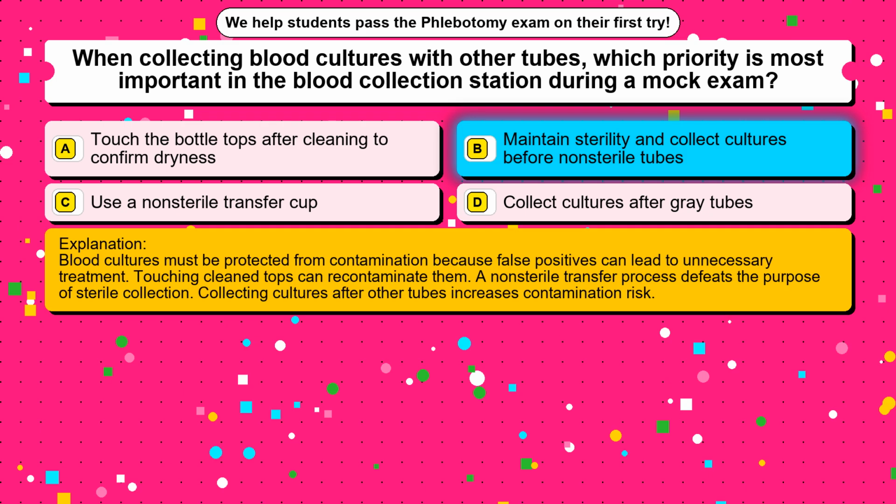Blood cultures must be protected from contamination because false positives can lead to unnecessary treatment. Touching clean tops can recontaminate them. A non-sterile transfer process defeats the purpose of sterile collection. Collecting cultures after other tubes increases contamination risk.